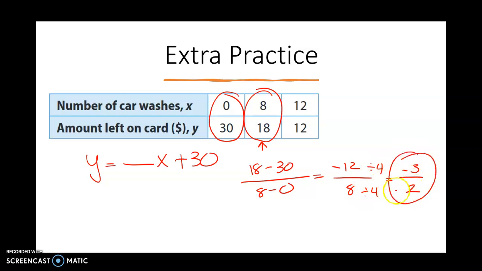And I get negative 3 over 2. And that number is our slope. And it goes right here for slope. Negative 3 over 2. Final answer.